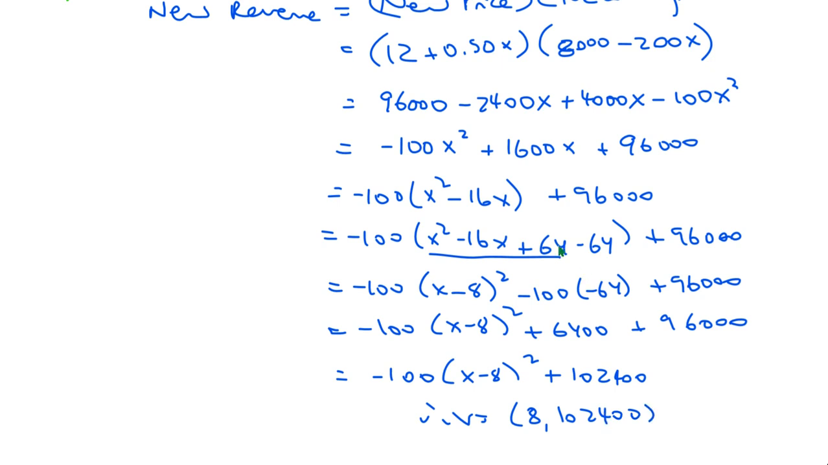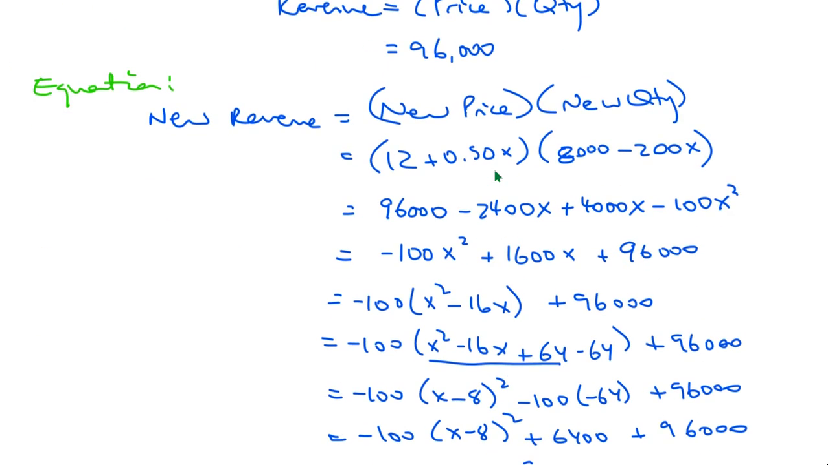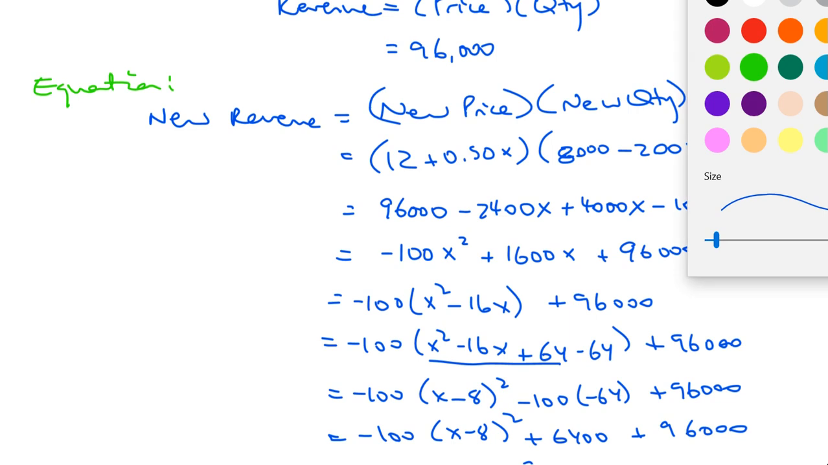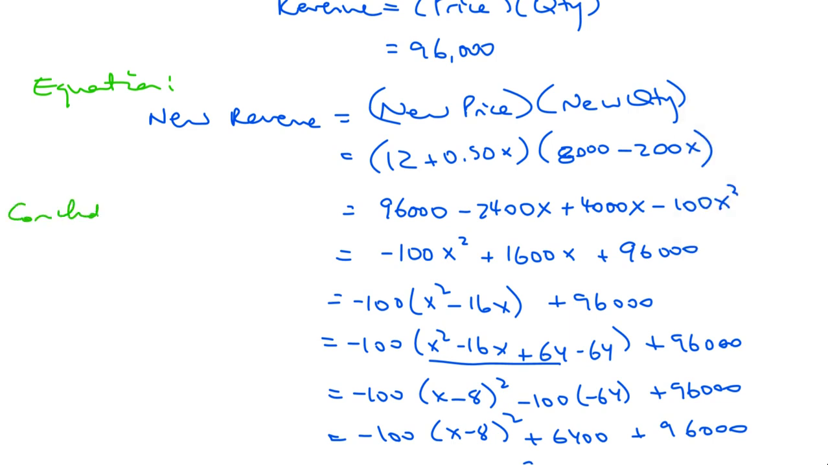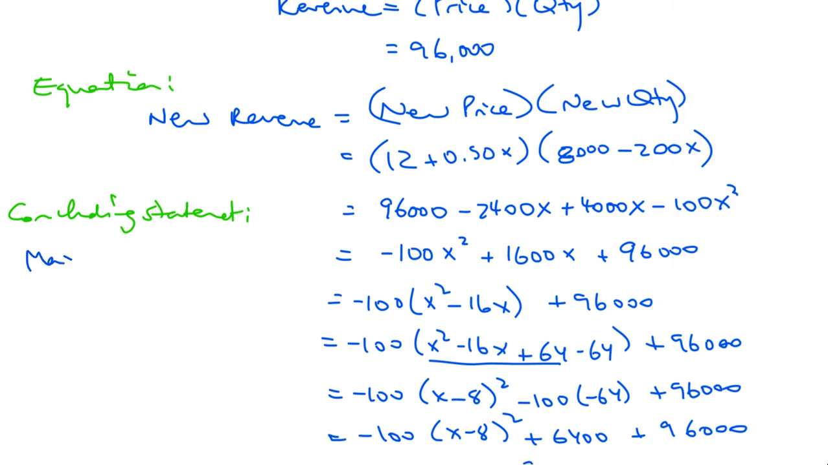Let's go back to the picture and see how to answer the question. It means that when x is 8, the revenue is going to be 102,400, and that is my maximum revenue. So the maximum revenue occurs when x is 8. The question is, what is the maximum revenue? So let me put my concluding statement on the side here: the maximum revenue is 102,400.